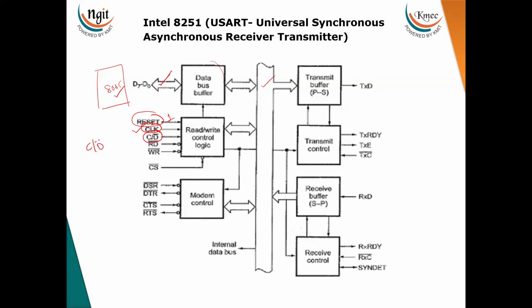When C/D bar is equal to 1, then the processor will receive or transmit data using the data bus buffer. Now, when this bit is equal to 0, then the 8085 sends the data into the control register or reads the data from the status register. When this bit is equal to 0, the processor is accessing the status register and control register. When this bit is equal to 1, the receive and transmission is taking place.